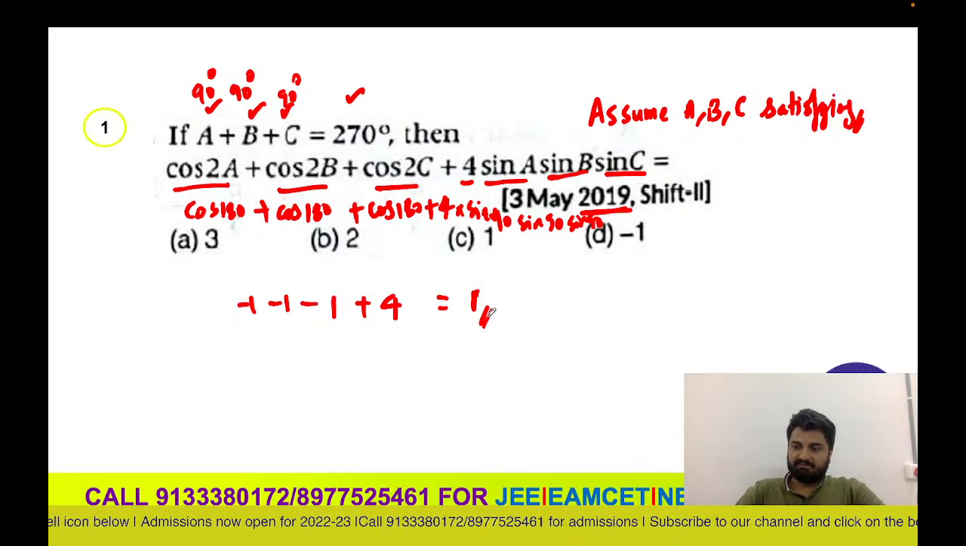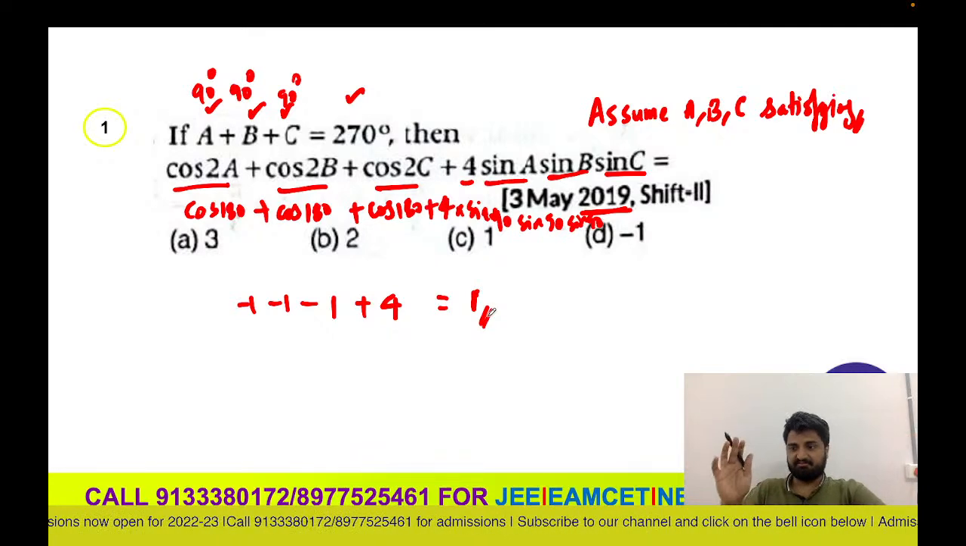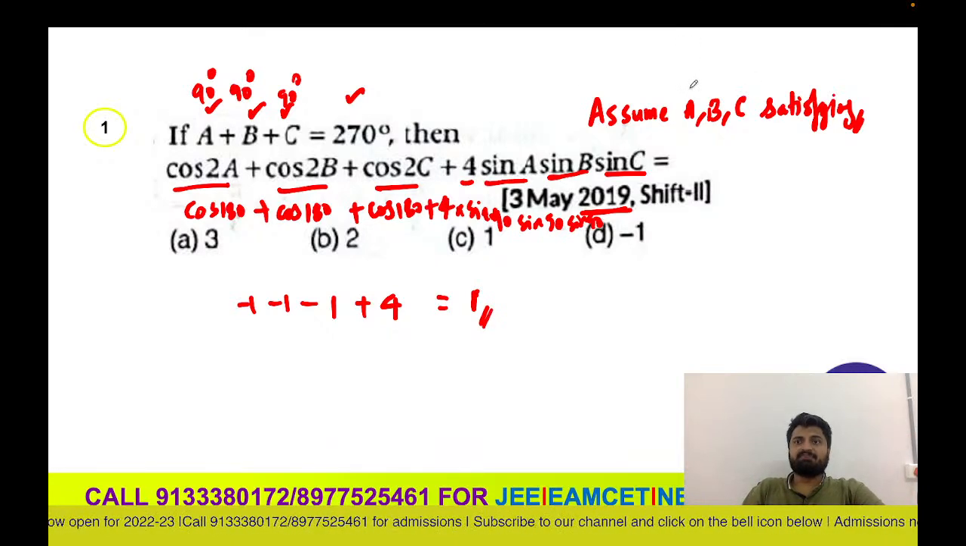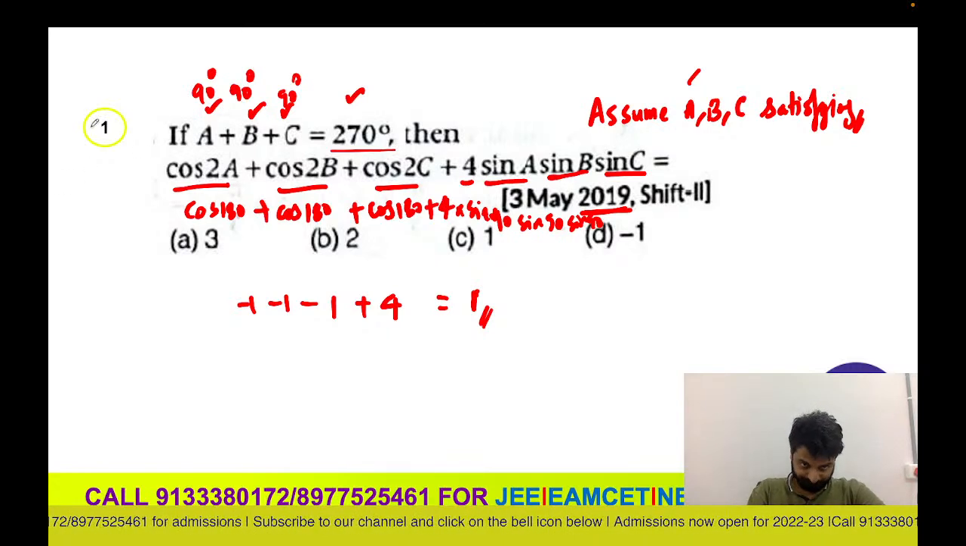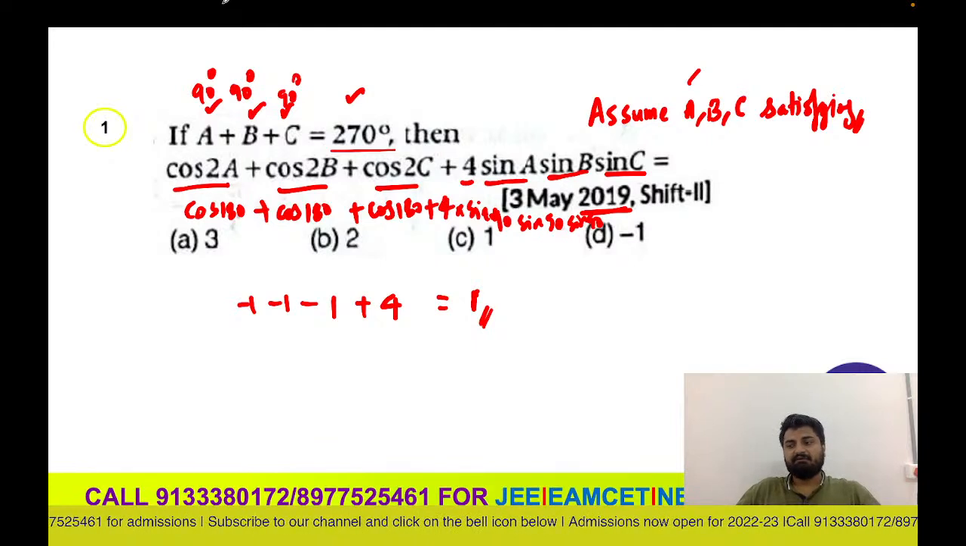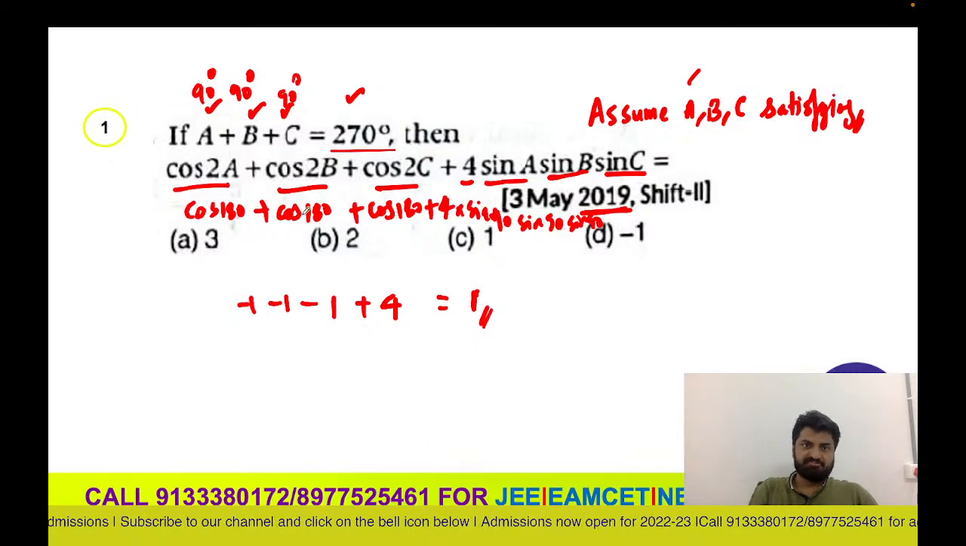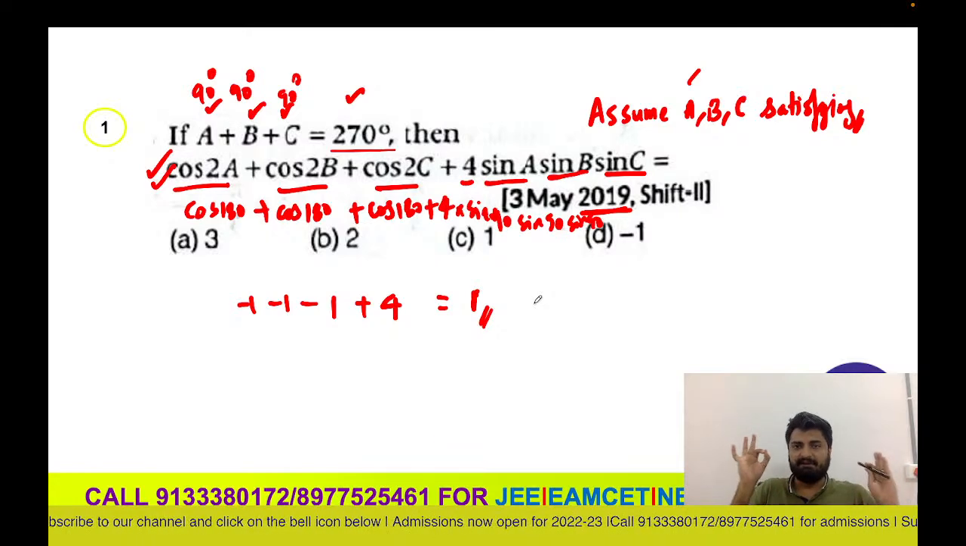I hope all of you are clear with this. So this is how easy this is. All you need to do is assume A, B, C, and because the condition is the sum of the angles should be 270 degrees, if you give A, B, C as 90, 90, 90, that will satisfy the condition, and since the condition is satisfied, now we can substitute the same in the expression and get the final answer. So this is how simple it is.